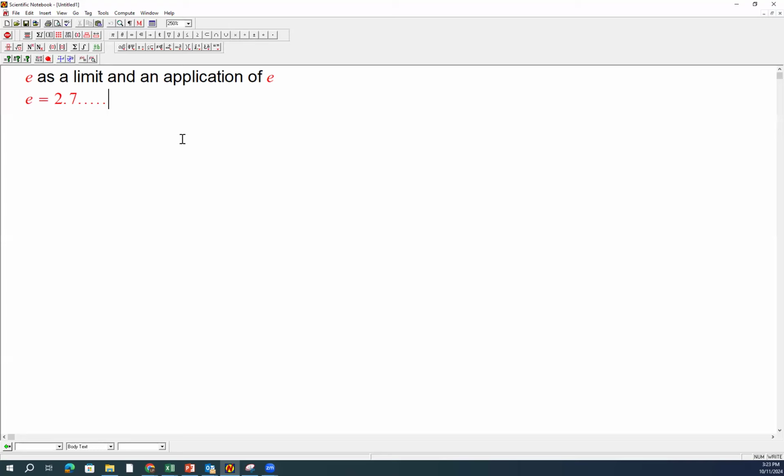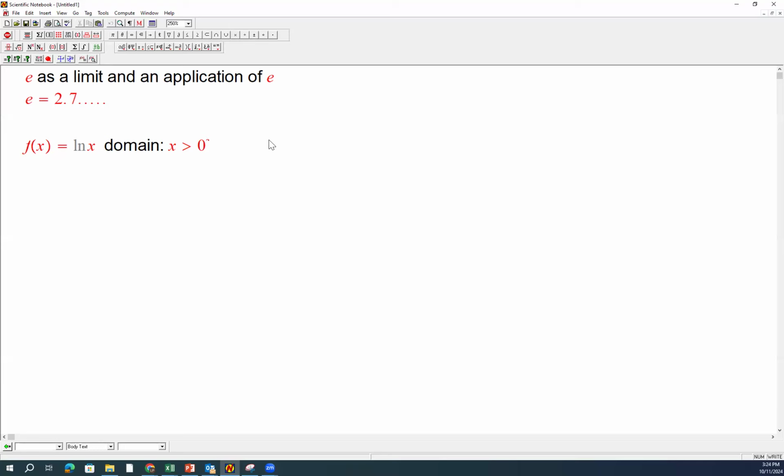But here, what we want to use is that we have just learned about the derivative of the natural logarithm. Let me write it down. So f of x equals ln x. We understand that this function's domain is x greater than 0.